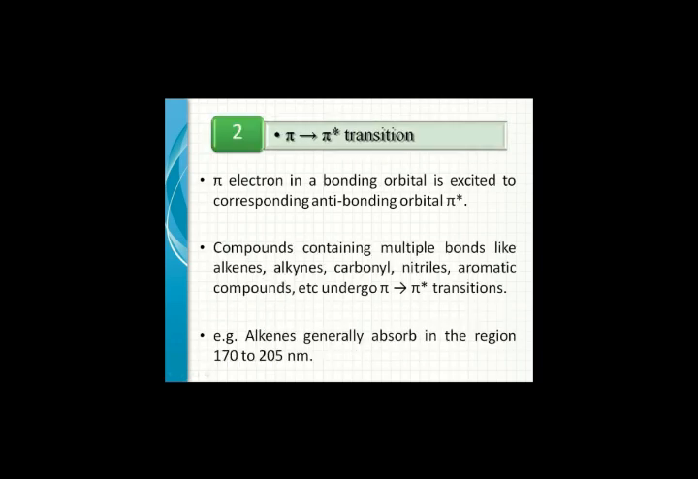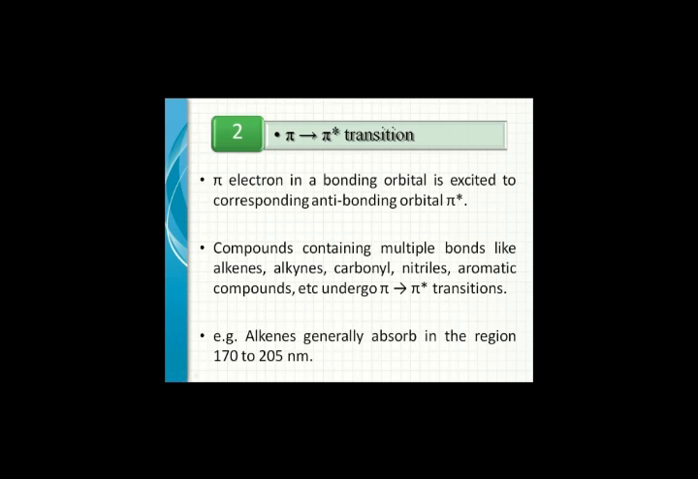A pi electron in a bonding orbital is excited to the corresponding anti-bonding orbital. This is known as the pi to pi star transition. Compounds containing multiple bonds like alkenes, alkynes, carbonyls, nitriles, aromatic compounds, etc. undergo pi to pi star transitions. Example: alkenes generally absorb in the region 170 to 205 nanometer.